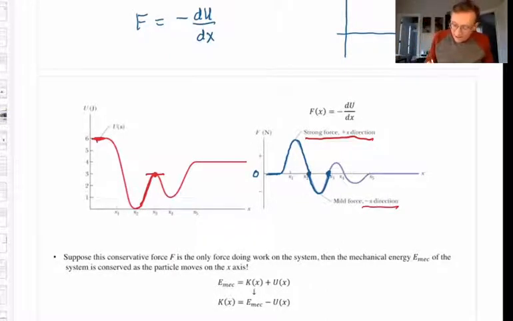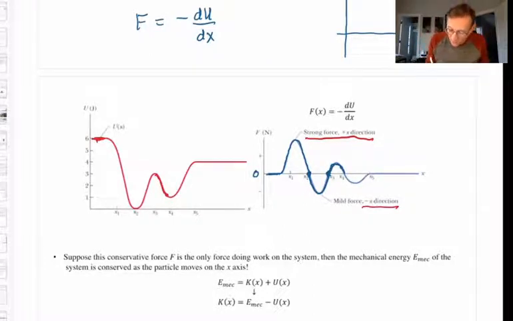All right, now let's look between x3 and x4. The potential energy curve now bends downward, doesn't it? So it has a negative slope, so the force is positive. So between x3 and x4, sure enough, the force curve is in the positive region.